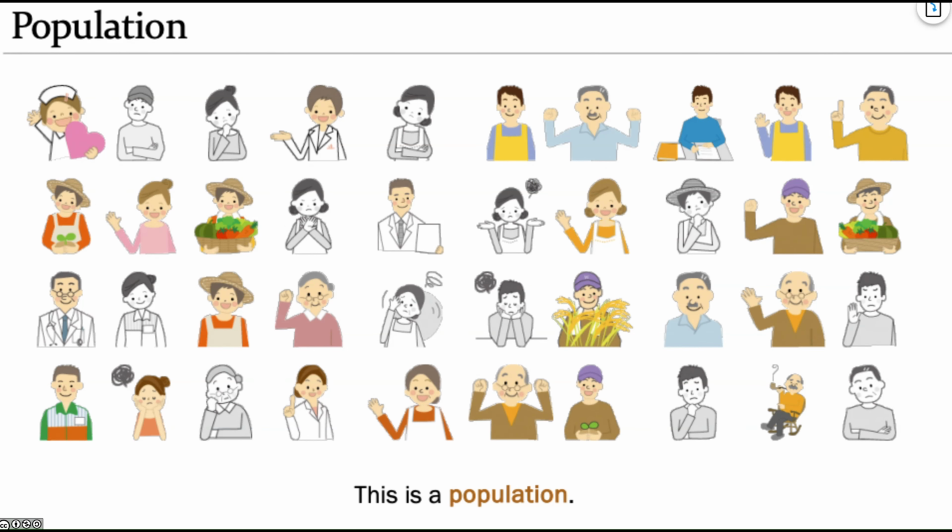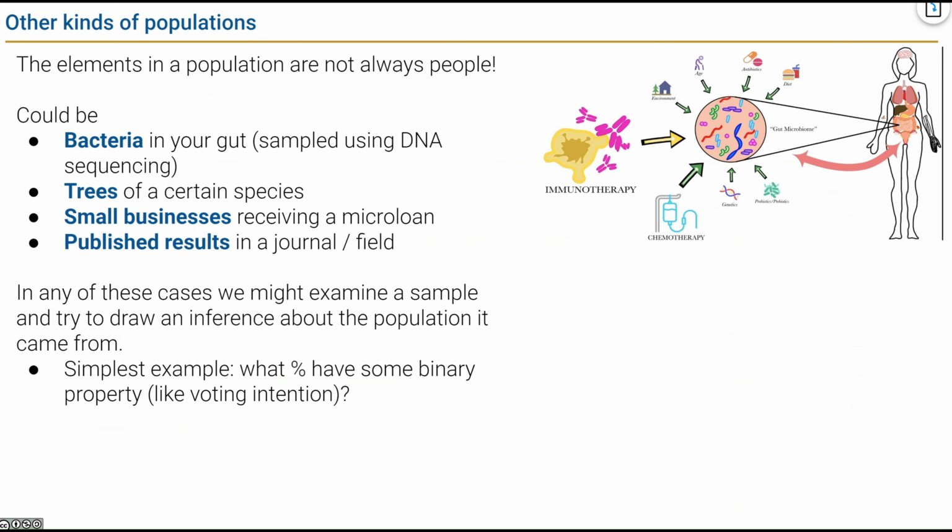Okay, so I keep using this word population. Yes, it can represent a set of people. Maybe I'm interested in some characteristic of those set of people, but I'm not limited to just thinking of a population in terms of people. Depending on whatever I'm interested in studying and making predictions about, my population could be bacteria in your gut, or plants of a certain species, or small businesses, or houses in a certain city, etc. In any of these cases, we might try to examine a sample and then draw inferences about the population. We see this most frequently in the news around election times, when we'll start reporting results of polls to try to predict how people are going to vote in a given election.